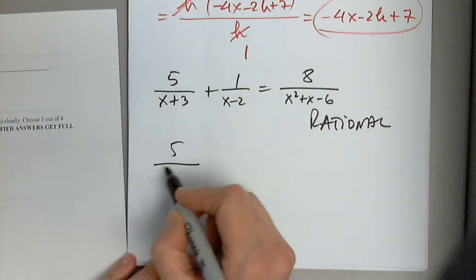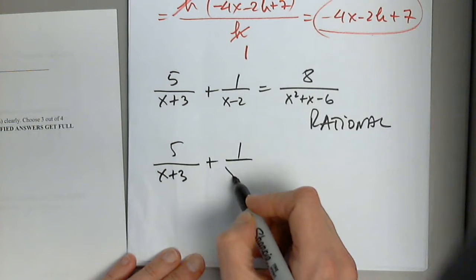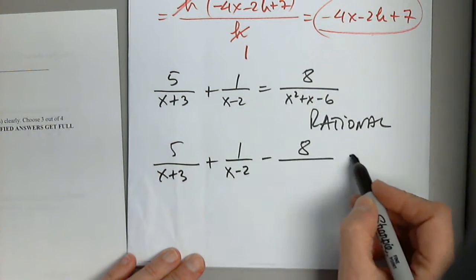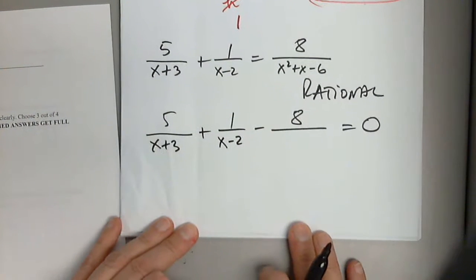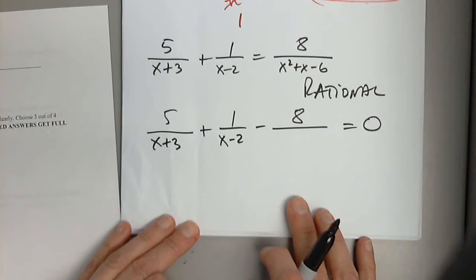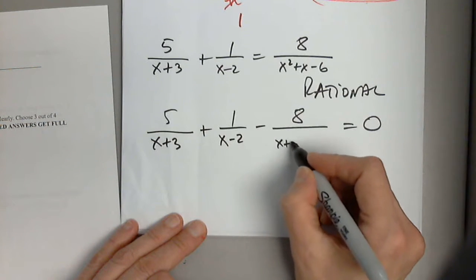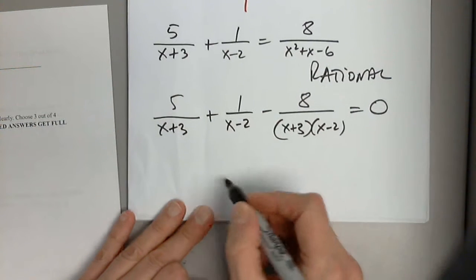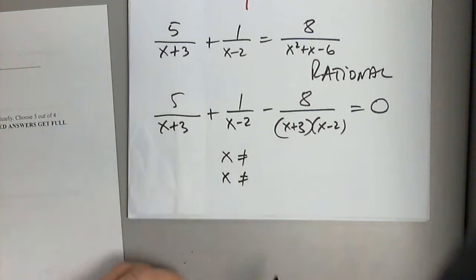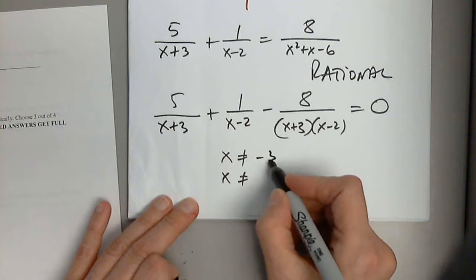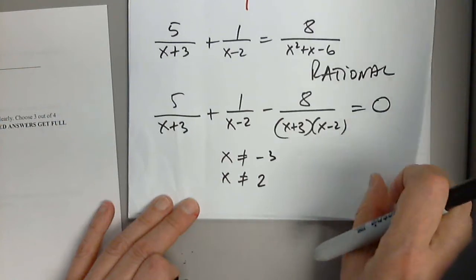Good, so I have 5 divided by x plus 3 plus 1 divided by x minus 2 minus 8 divided by, and I have to factor the denominator. How do I factor the denominator? Very good. X plus 3, x minus 2. I have to state 2 restrictions since I see 2 different factors in the denominator. And they are -3 and 2. Awesome. Thank you very much.